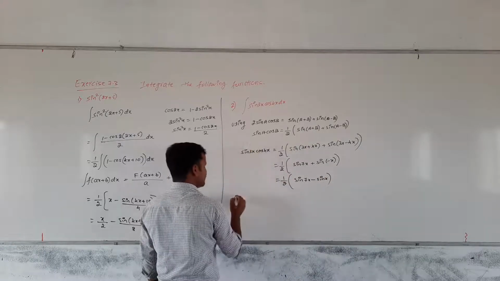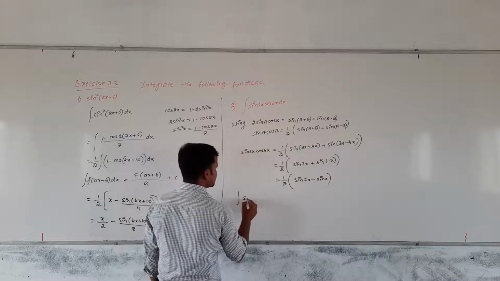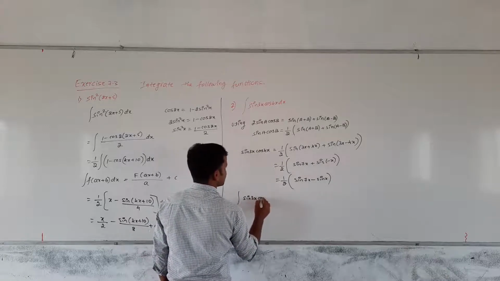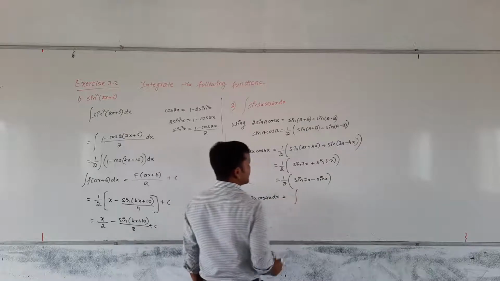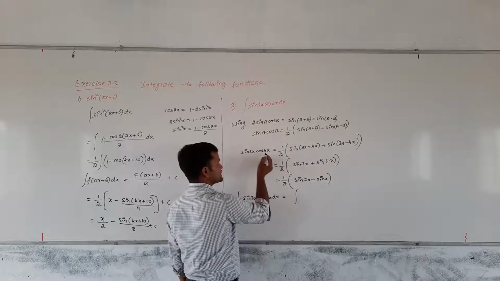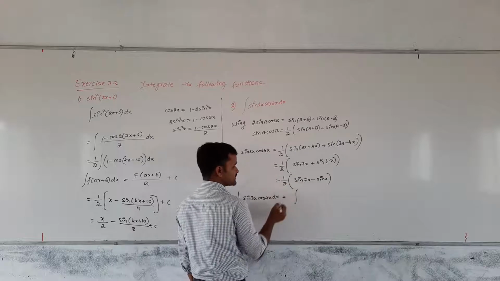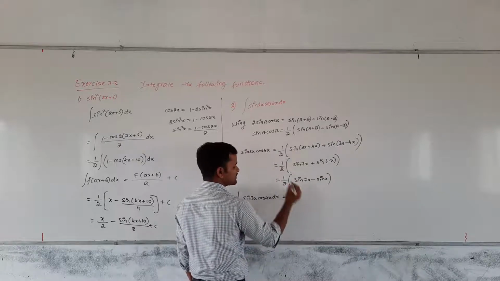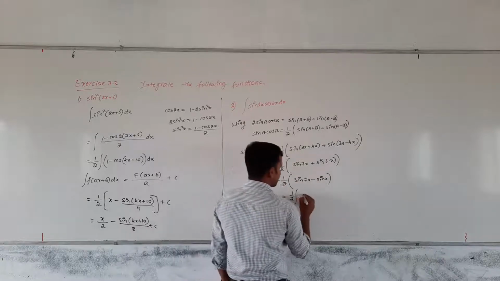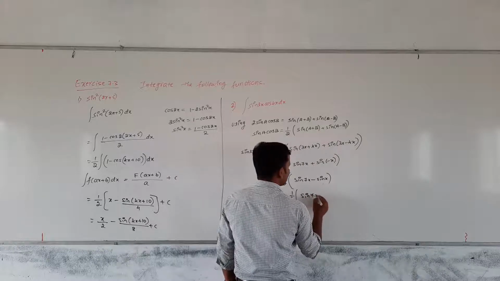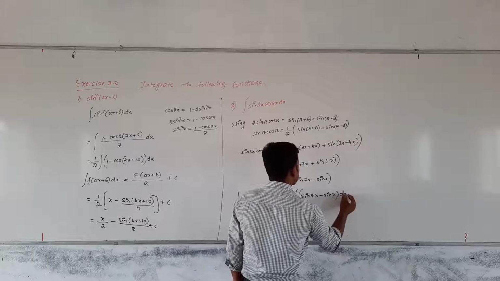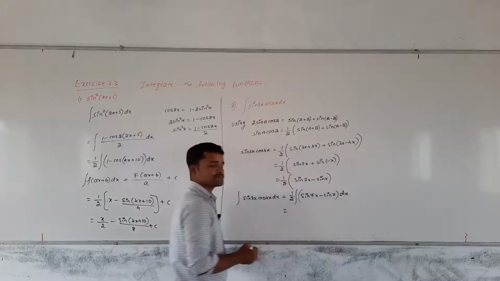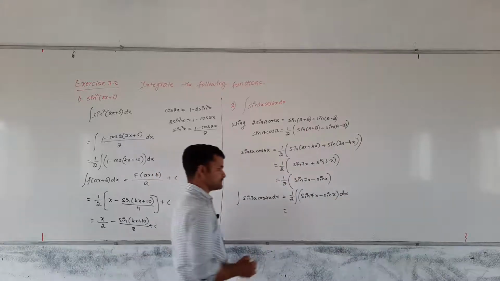Coming to the integral, integration of sin 3x into cos 4x into dx is equal to integral of sin 3x into cos 4x, which is nothing but this one. 1 by 2 is a constant multiple, write it out of the integral: 1 by 2 into integral of sin 7x minus sin x, integral is with respect to x. Now we can integrate it.